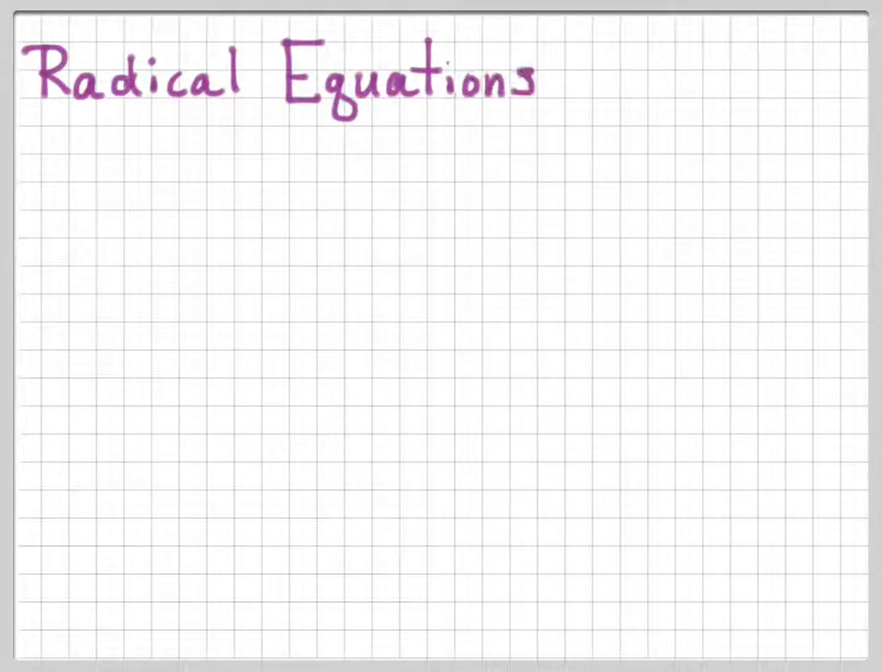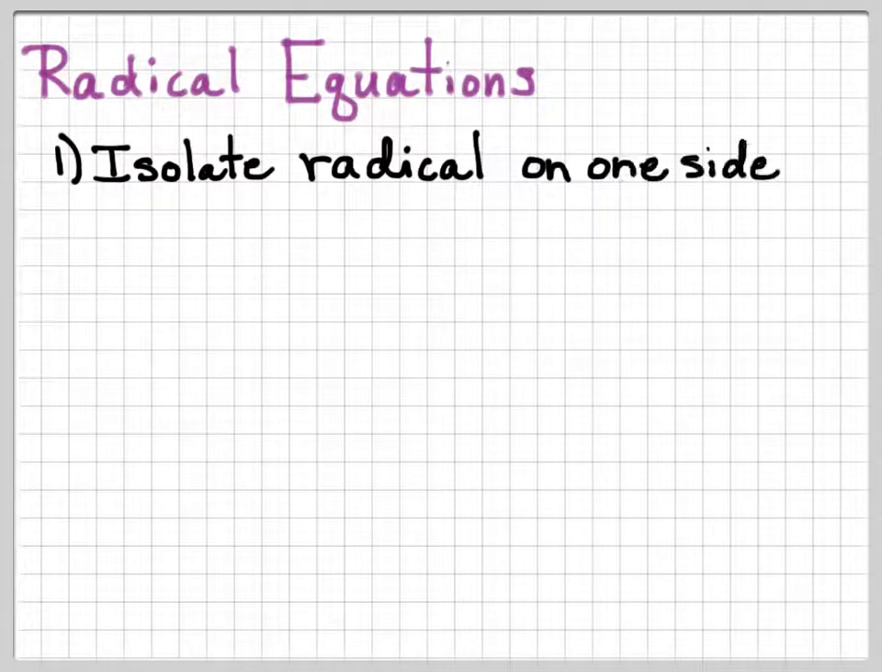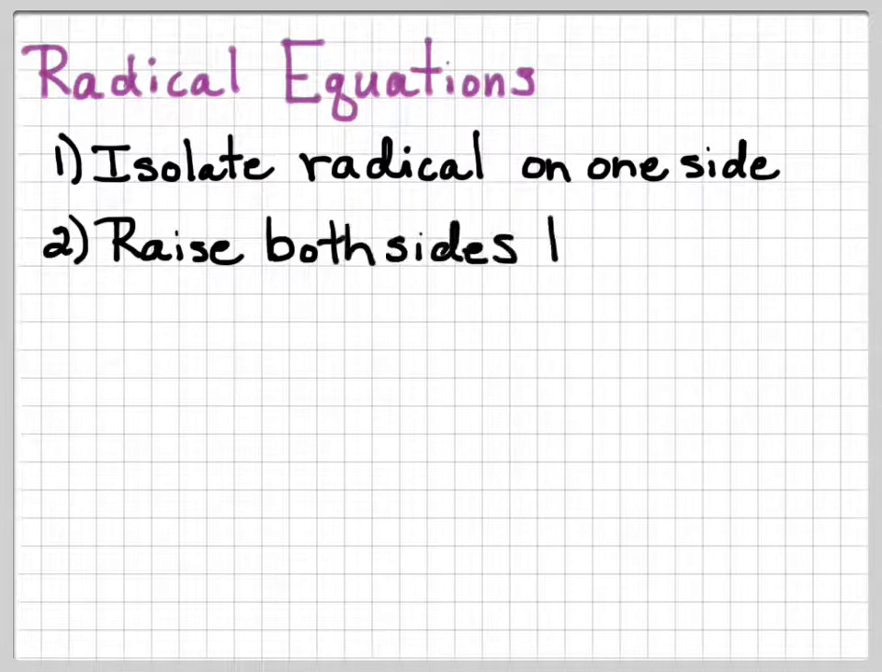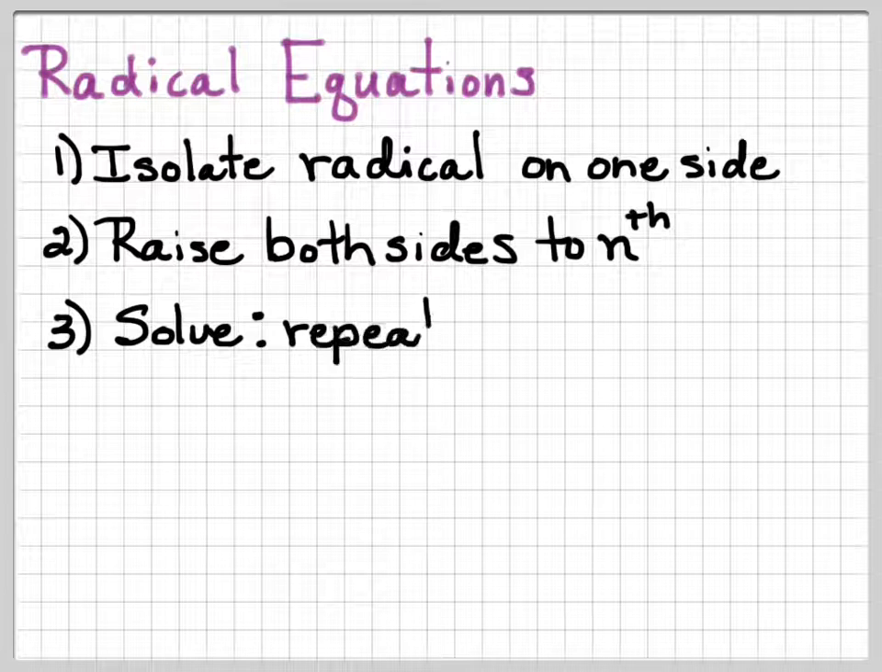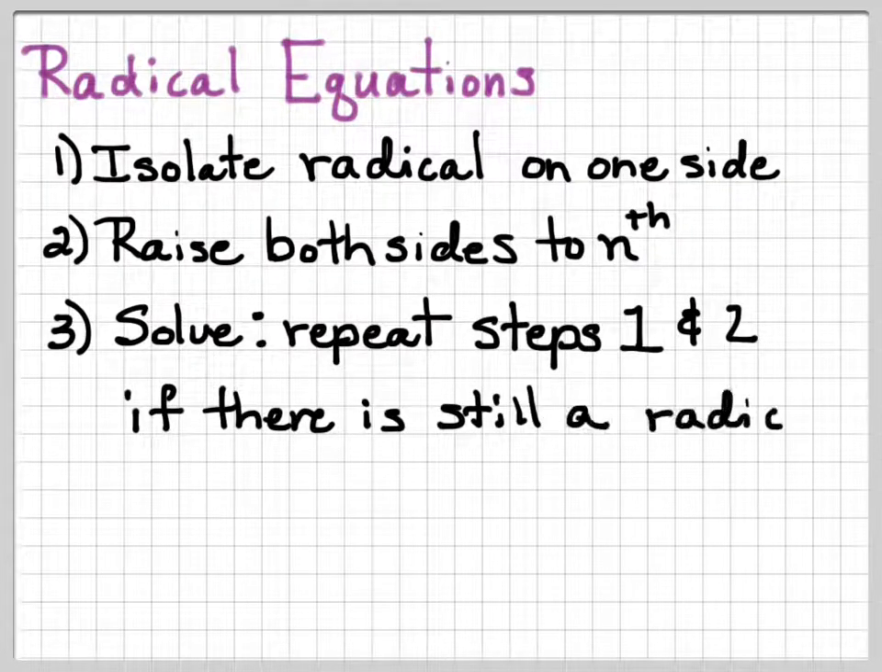Okay, radical equations, everybody's favorite. Here are the rules, or the steps. Isolate the radical on one side of the equation. Raise both sides to the nth power. So if it's a square root, you'd raise both sides to the second power. If it's a cube root, you'd raise both sides to the third power. Okay? And then solve, and repeat steps 1 and 2 if there is still a radical.